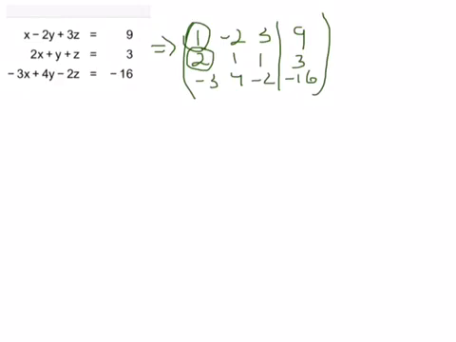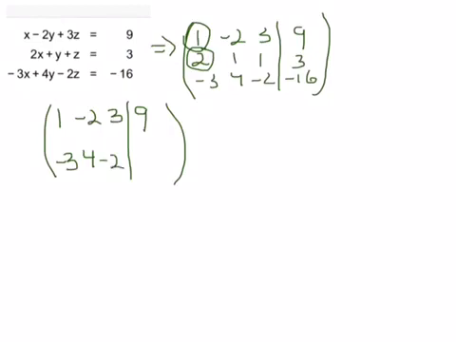So when I rewrite my matrix, I'm really going to change only row 2. So I'm going to keep row 1 as 1, negative 2, 3, and 9. I'm going to redraw that line. I'm going to keep row 3 the same: negative 3, 4, negative 2, and negative 16. I'm just going to change row 2, and I'm going to tell myself what I'm doing to change row 2. So to change row 2, I'm going to multiply negative 2 by row 1 and add that to row 2.